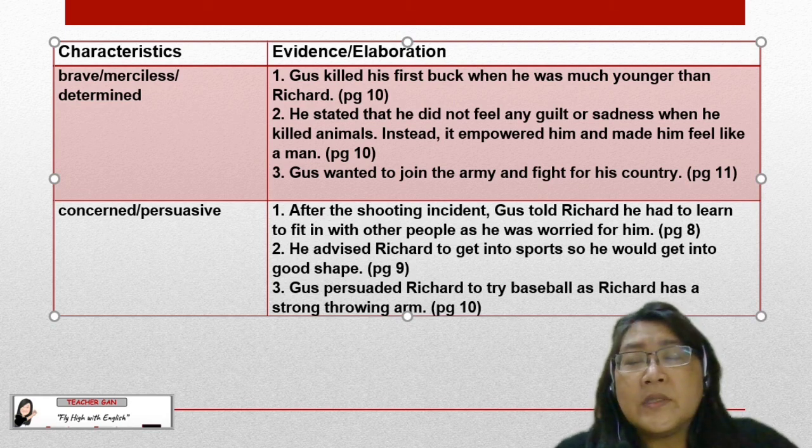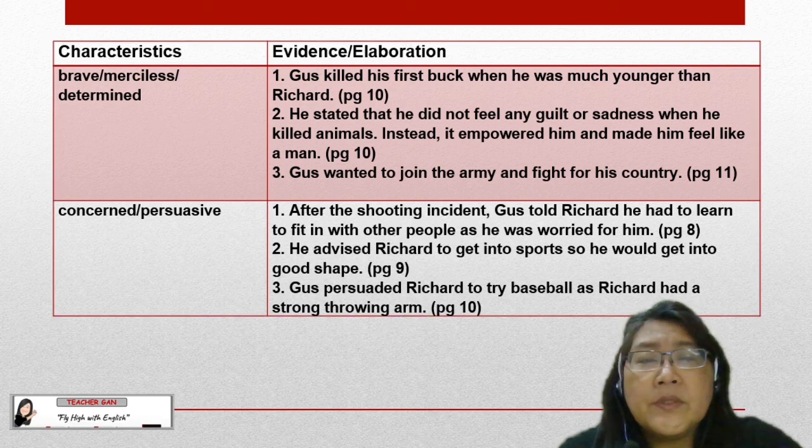Gus is also concerned or persuasive. After the shooting incident, Gus told Richard he had to learn to fit in with the other people as he was worried for him. He also advised Richard to get into sports so he would get into good shape. Gus persuaded Richard to try baseball as Richard had a strong throwing arm.